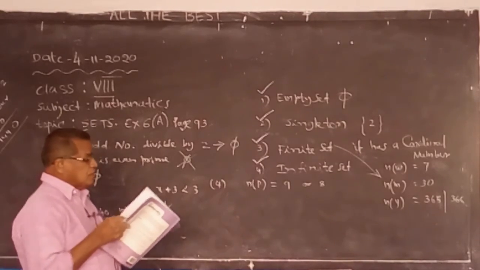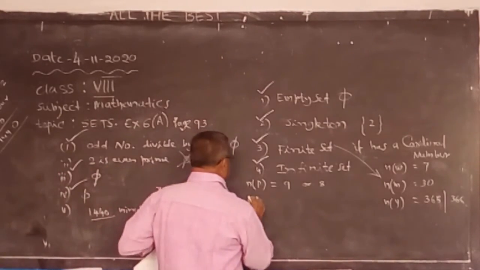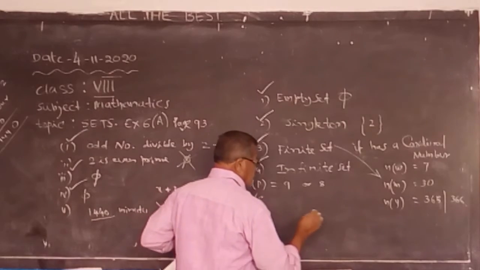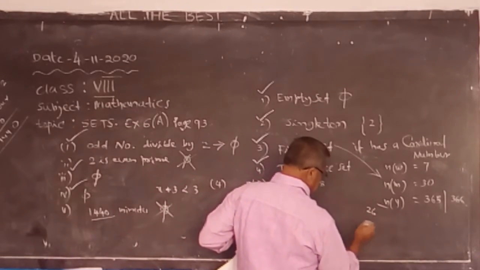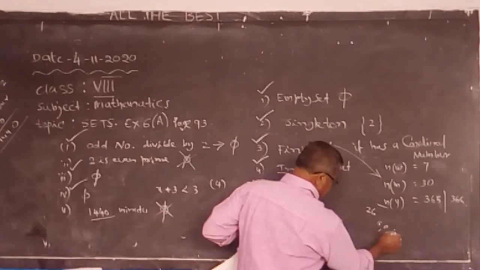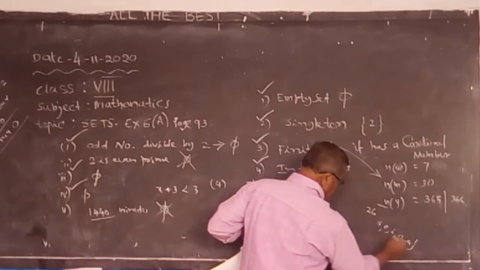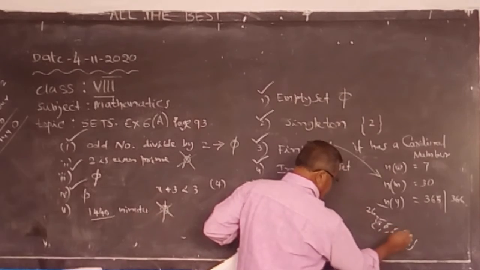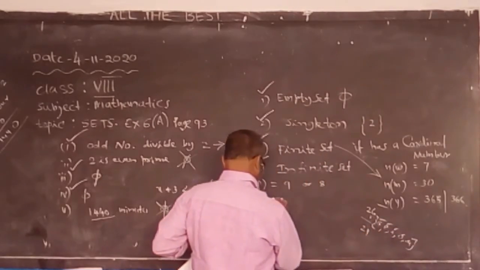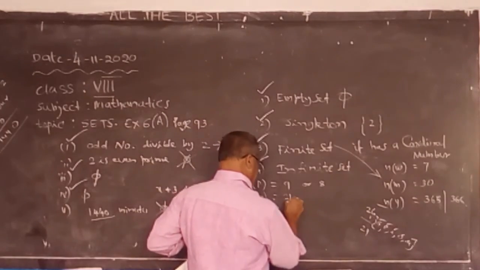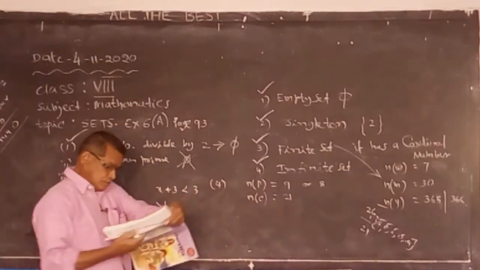Consonants of the English alphabet, n of C. There are 26 letters in the English alphabet. Out of these, A, E, I, O, U are vowels: 1, 2, 3, 4, 5. So there are 21 consonants. This is 21. Next question.